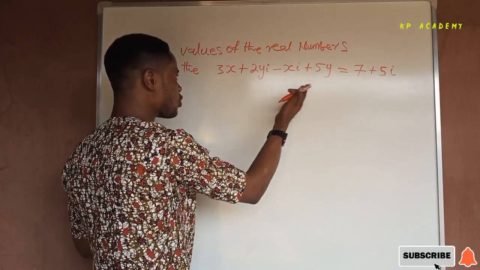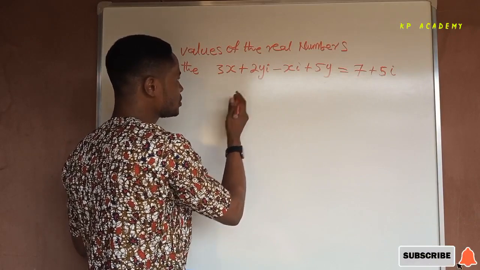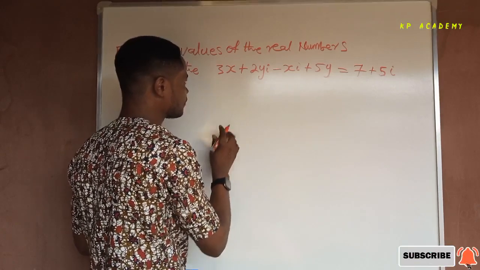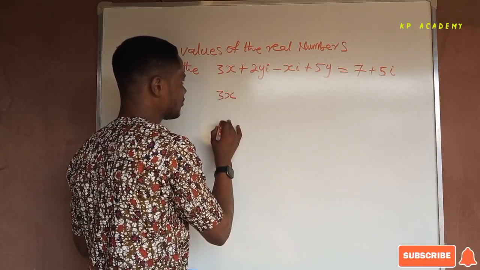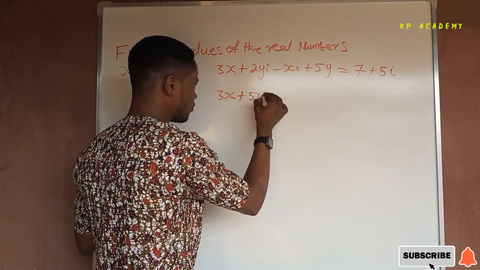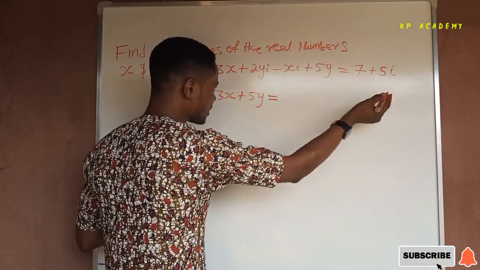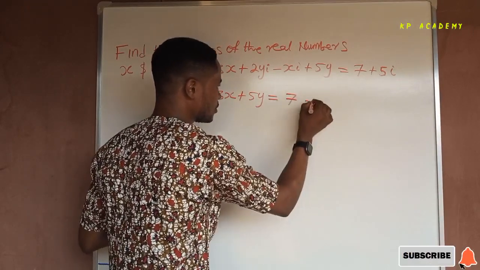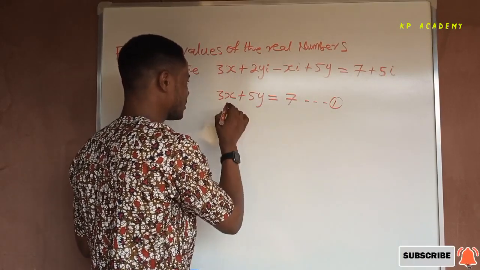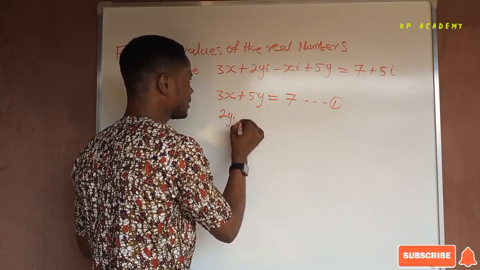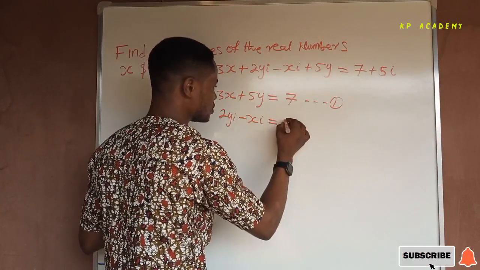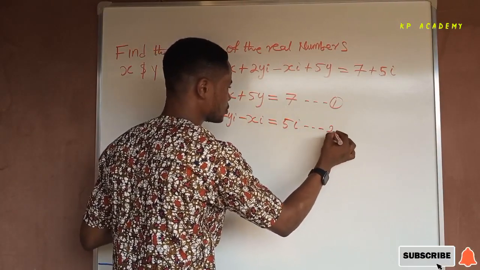So if you watch carefully now, on the left, which terms do not have i? You find out that 3x does not have i, this one has i, this one has i, this one does not have i, so we have plus 5y. Now we equate it to the one here that does not have i, so 7. We call it equation 1. Now again, the terms on the left that have i are 2yi minus xi. We equate it to the one on the right that has i, which is 5i. We call it equation 2.